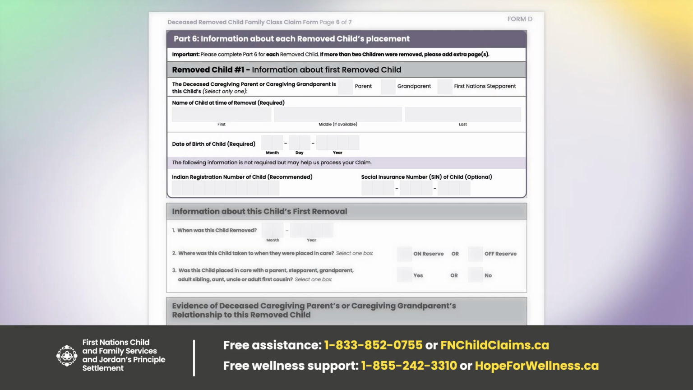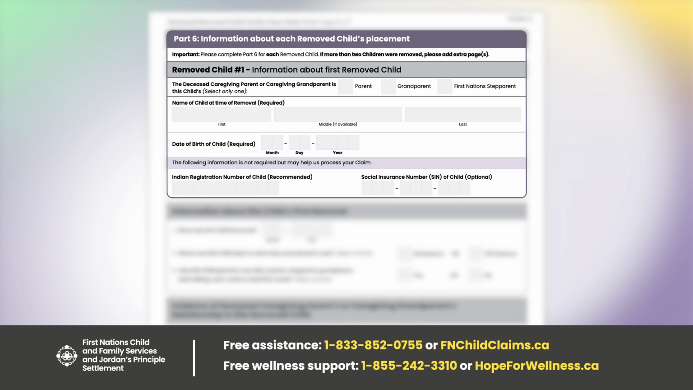After selecting the role that best describes the deceased caregiving parent or caregiving grandparent's relationship to the removed child, you will need to fill out the name of the removed child at the time the child was removed and their date of birth. If you have the removed child's Indian registration number and social insurance number, adding this information can help when the claim is being processed. But if you don't, it's okay.